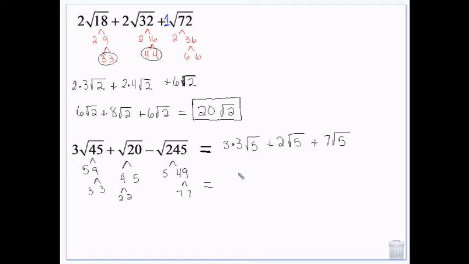And that's the same thing as 9 root 5 plus 2 root 5. Negative? Oh, yep, negative, thank you. See, even if you've been doing it for 30 years, you still can make mistakes. So 9 plus 2 is 11 minus 7. So I get 4 root 5.